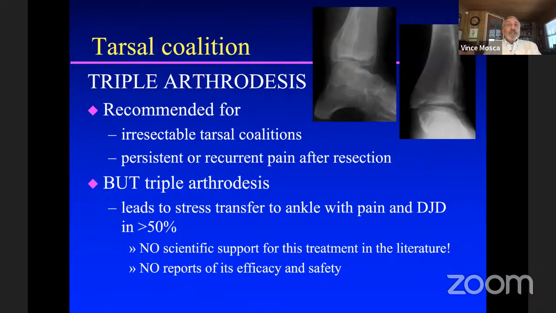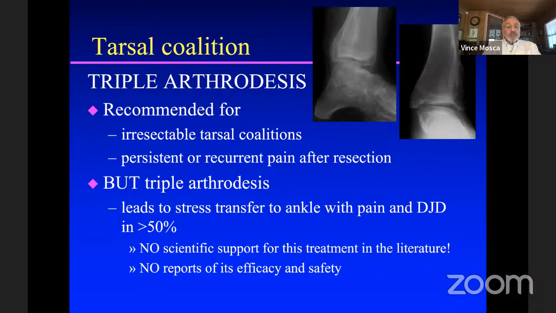So the size of the coalition doesn't matter. Clearly, it can't matter. The health of the posterior facet matters and should be used when you're considering whether to resect an intractably painful subtalar coalition or do something else. And the reason I said something else is, up until now, the two choices were resect the coalition or perform triple arthrodesis. Nothing in between.